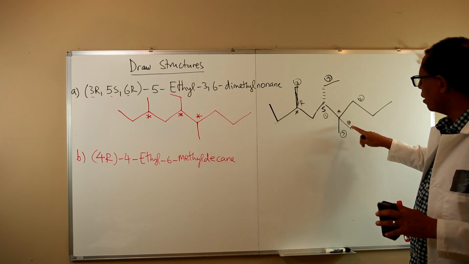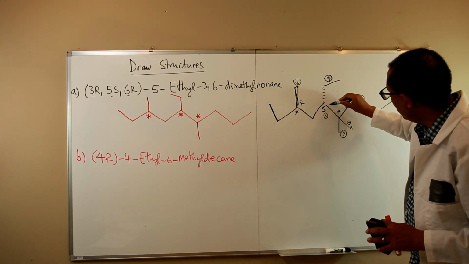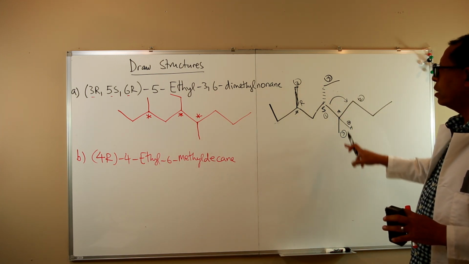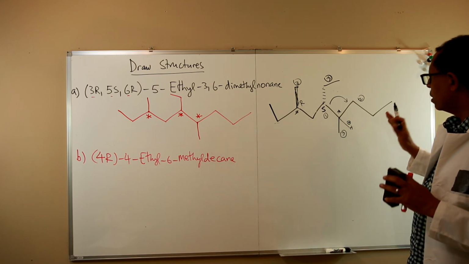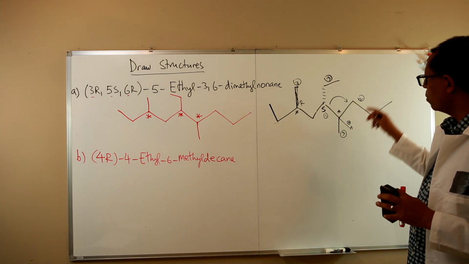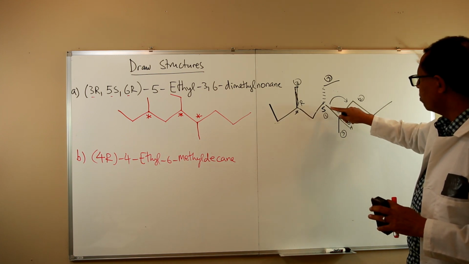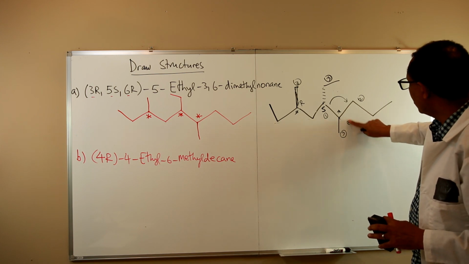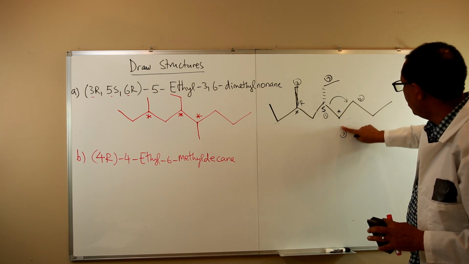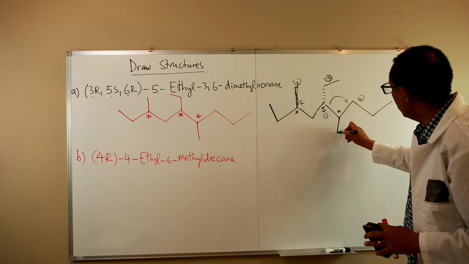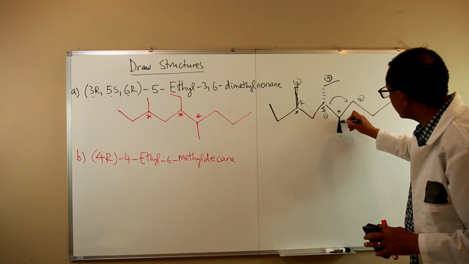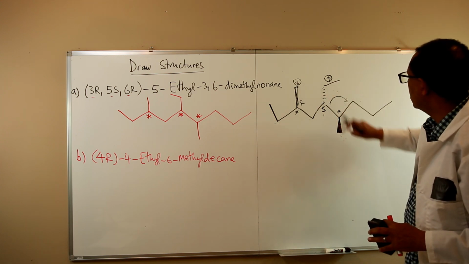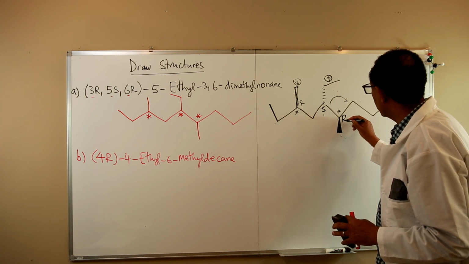If hydrogen is down, I can go 1 to 2 like this. This is a clockwise direction. It's an R. Therefore, my initial assumption to put hydrogen down is fine, because it gives me an R configuration going from 1 to 2. Therefore, this methyl group would be up, and the hydrogen obviously is down. So I'll just erase everything, and this is an R configuration.